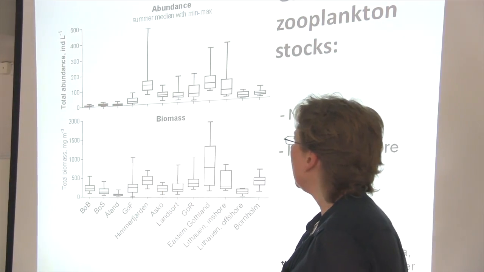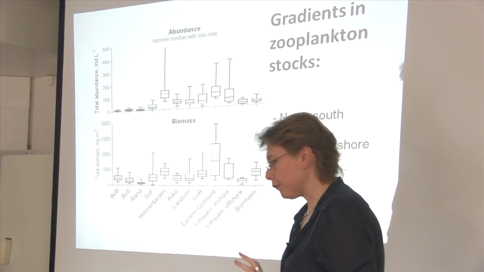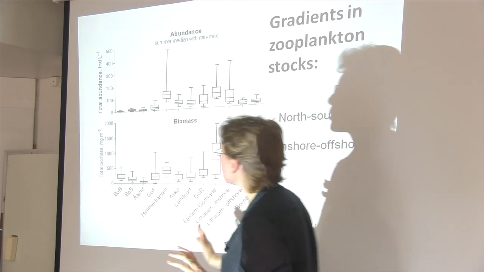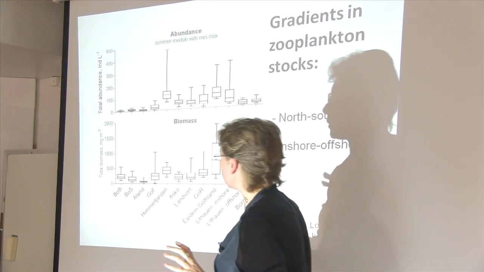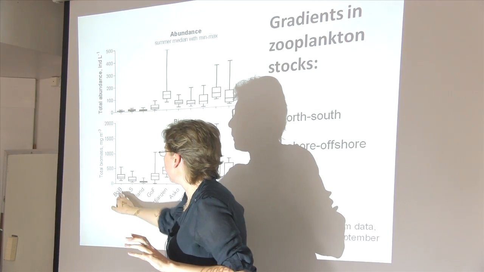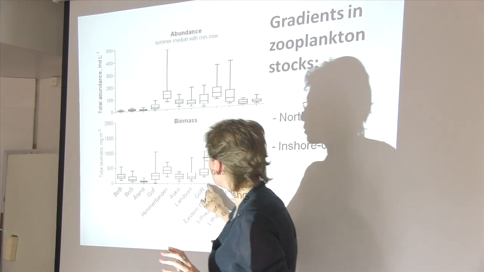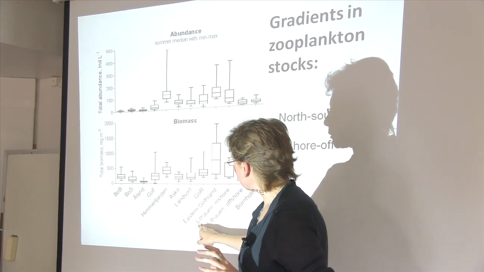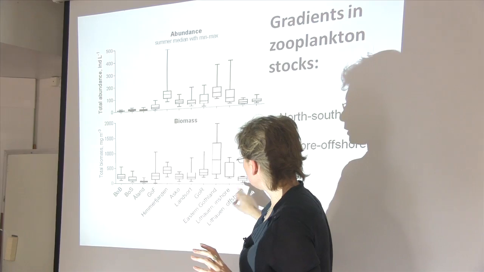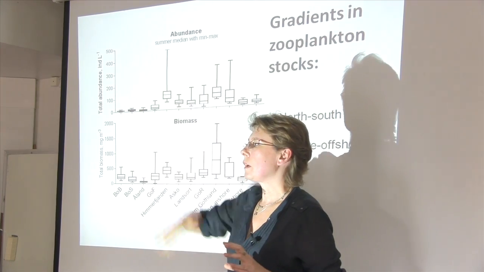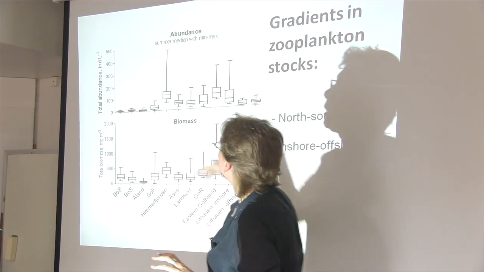And here we have an overview of the zooplankton stocks in the Baltic Sea. The stations on the x-axis are ranked from north: Bothnian Bay, Bothnian Sea, Åland, Gulf of Finland, Himmerfjärden, Askö, Landsort, Gulf of Riga, Eastern Gotland Basin, Lithuania, inshore and offshore station, and Bornholm. So it's more or less a north-south gradient.